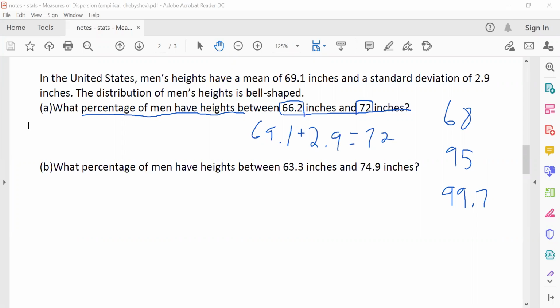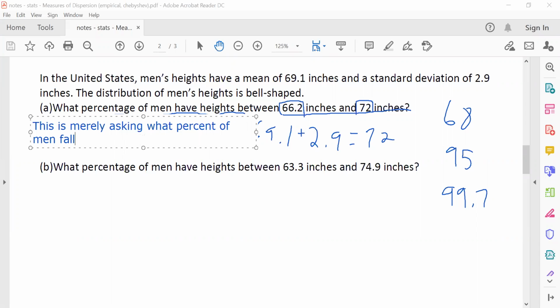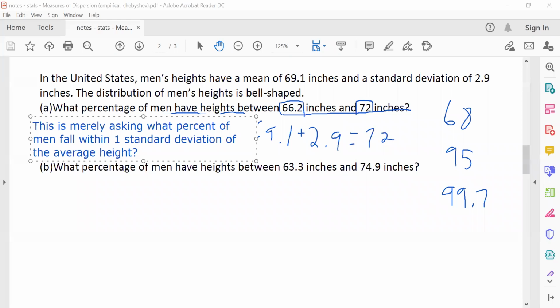In other words, this is merely asking what percent of men fall within 1 standard deviation of the average height. That's all it's asking. Those numbers equate to being 1 standard deviation below and 1 standard deviation above the mean.